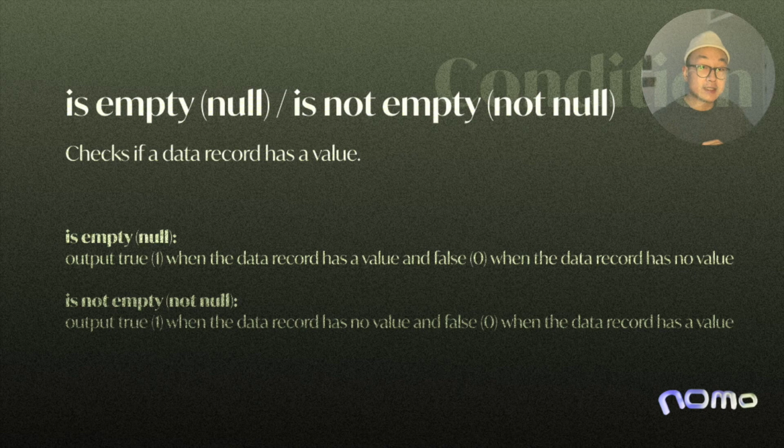Next up, it's empty, null. This condition checks if the target data record has a value in it. It will output true if there is no value and false if there is a value. And for it's not empty, it will output true if there is a value and false if there is no value.